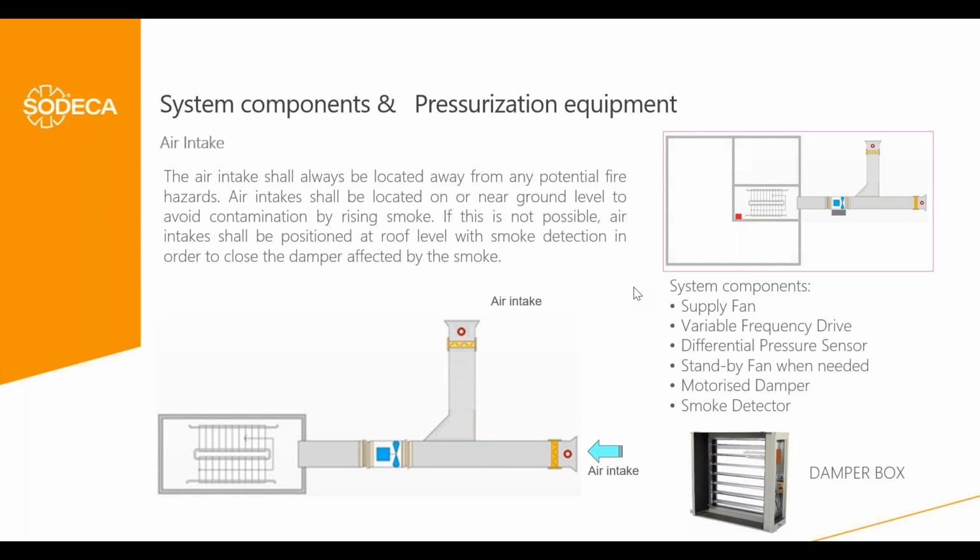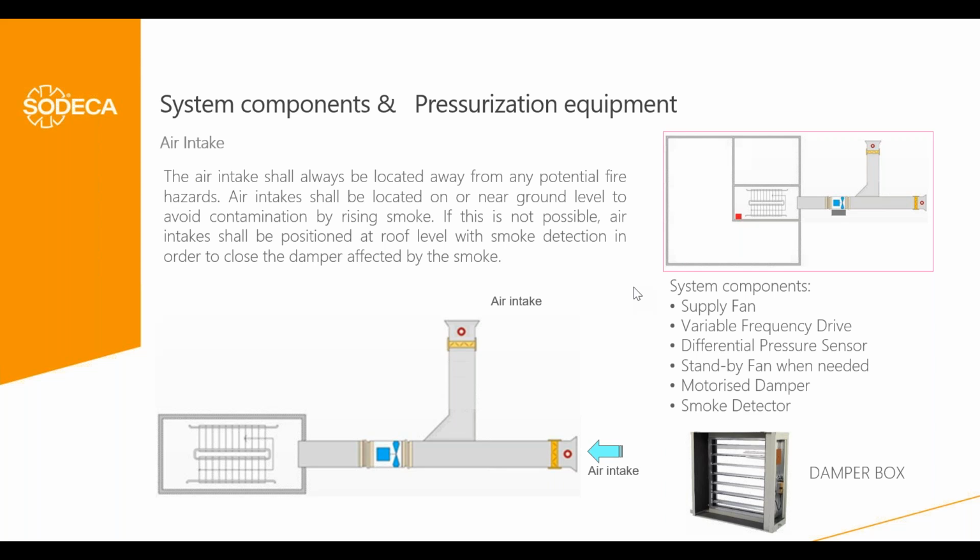The third point to consider in the design of a pressurization system, also very important, is the risk that the air intake that provides fresh air to the pressurization system is affected by the smoke. So the first point is that the air intake shall always be located away from any potential fires. The first approach should be to place these air intakes, the pressurization kits, at ground level, to avoid contamination by smoke rising and going outside through the facade of the building. If that's not possible, then they have to be positioned on the roof.